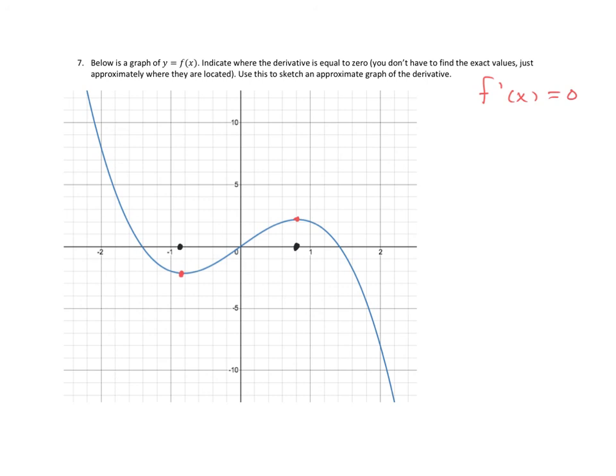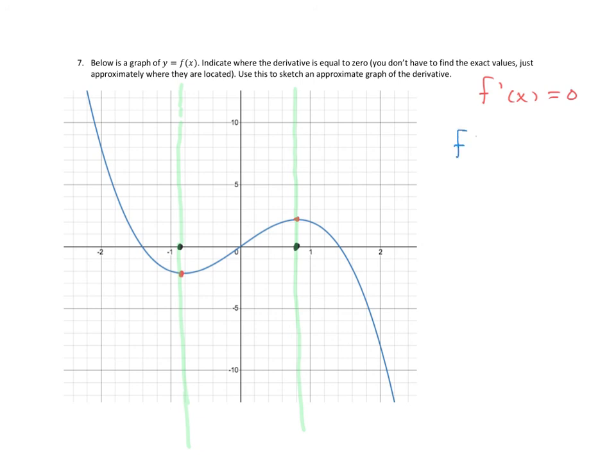The rest is determining where the derivative is positive and where it is negative. If the derivative is equal to 0 here, and equal to 0 here, then over here the derivative must be either positive or negative. Within here, the derivative must be either positive or negative. And over here, the derivative must be either positive or negative. It's up to us to figure out which is which. I'll make a couple of notes to myself.